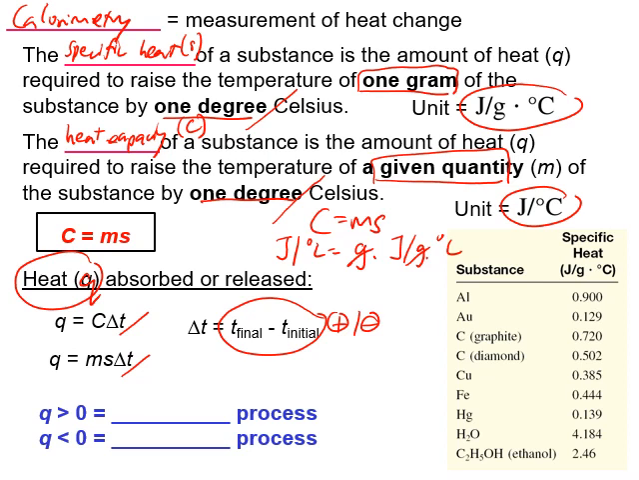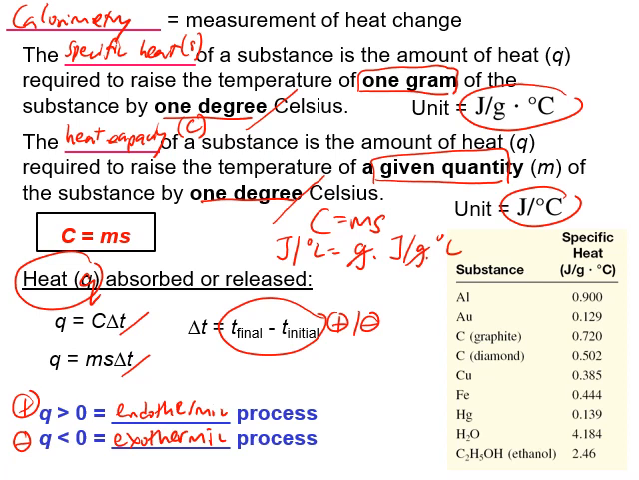If q is more than 0, in other words positive, then we say that heat is absorbed into the system. This is known as an endothermic process. On the other side, when q is less than 0, meaning q is negative, it means that the system releases heat to the surroundings. This is also known as an exothermic reaction.